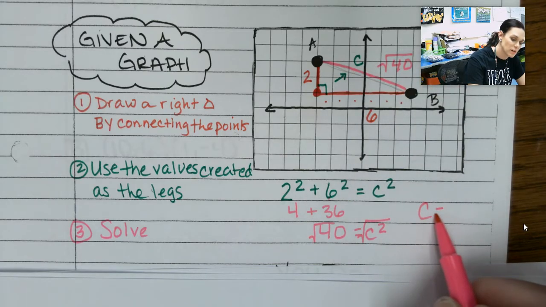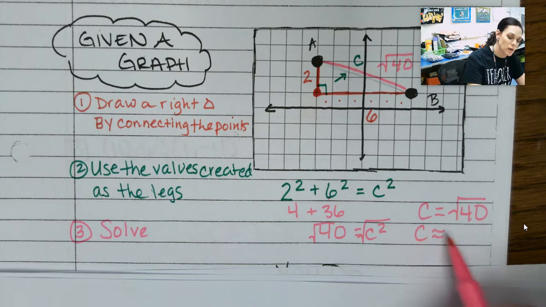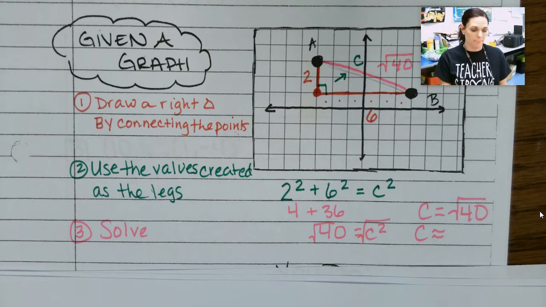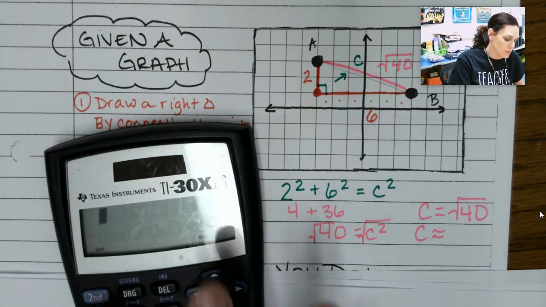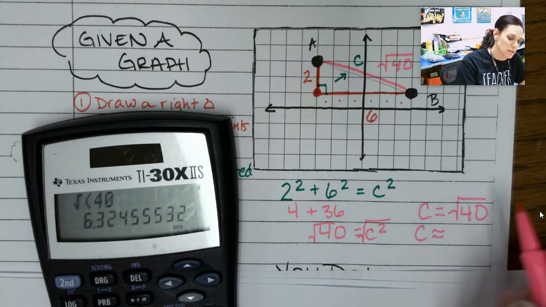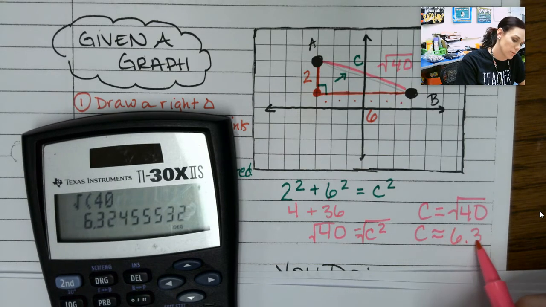So C equals the square root of 40, which means C is approximately, and if I had my handy dandy calculator, which apparently I didn't prep well enough over here. All right, so when I have the square root of 40, I have approximately the distance of 6.32. Okay.